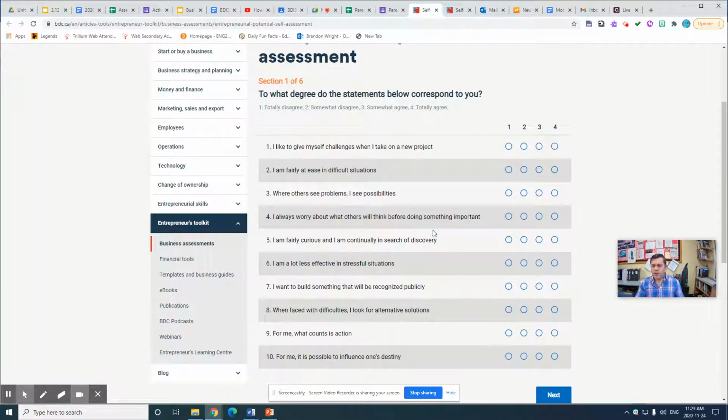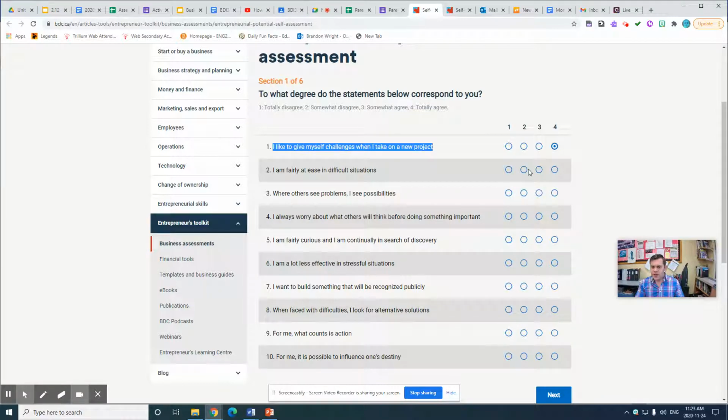So there are 10 multiple choice questions per page. It'll give you a statement here. I like to give myself challenges when taking on a new project. And then this is what the numbers mean. 1 is totally disagree, 2 somewhat disagree, 3 somewhat agree, 4 is totally agree. So give yourself a mark out of 4 for however you agree with this statement.